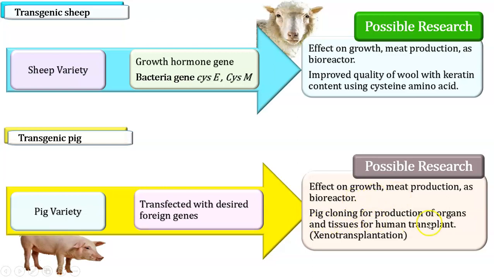Pig cloning for production of organs and tissues for human transplant is the most important thing achieved by transgenic variety of pig. The heart of the pig, the valves of the pig are used or they can be grafted in human heart, and such procedures are called xenotransplantation. And in this xenotransplantation, the transgenic pigs are of most important.